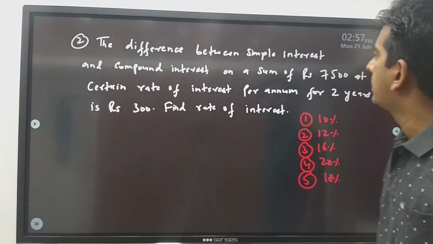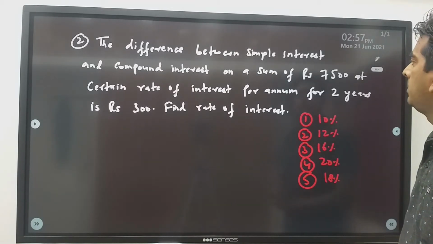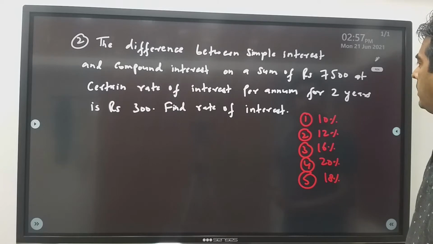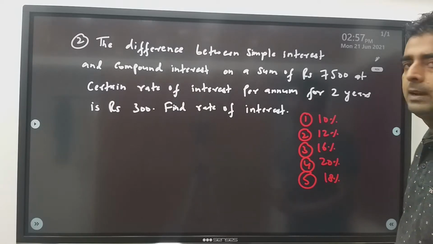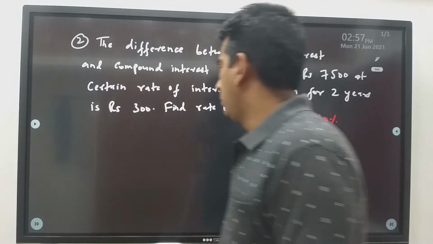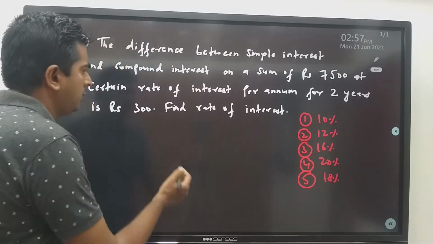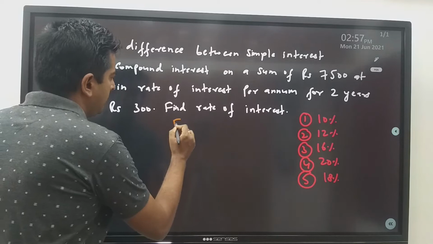The second one: The difference between simple interest and compound interest on a sum of rupees 7500 at certain rate of interest percent per annum for 2 years is rupees 300. Find the rate of interest. Right? So this kind of question, the best way is nothing but the formula method. Right? So for 2 years, what is the formula?